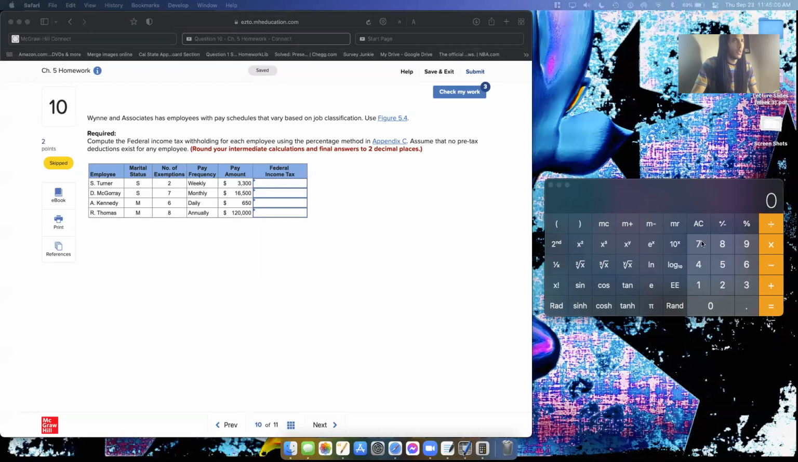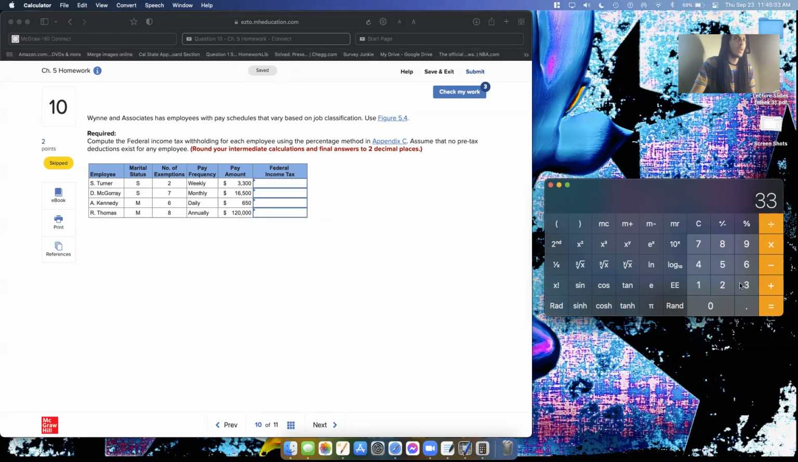So for example, for weekly, it's going to be $80.80 because S. Turner is paid weekly. And the number of allowances/exemptions is 2. So if we do $80.80 times 2, you're going to see that the withholding allowances that S. Turner is entitled to is $161.60.